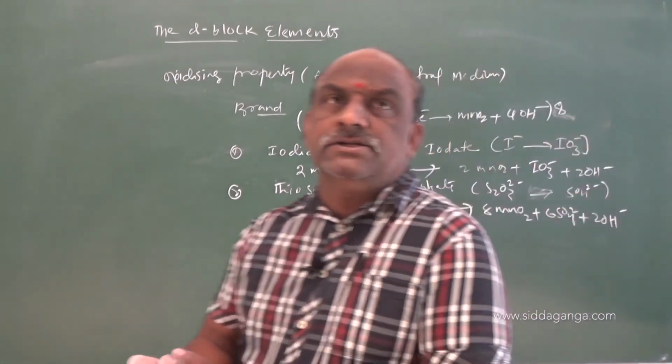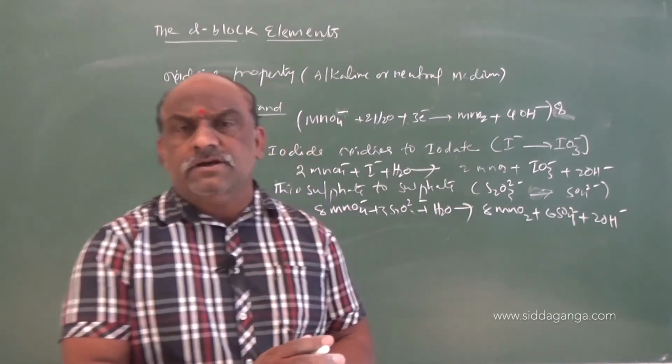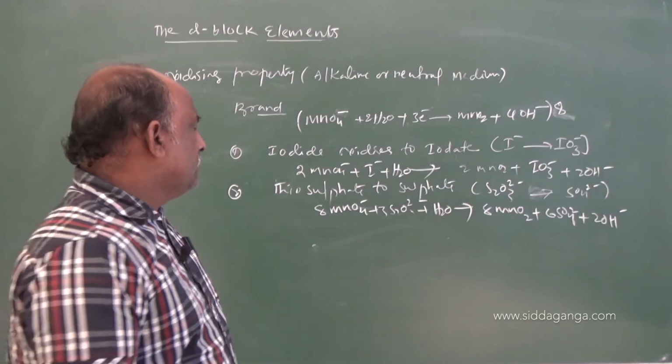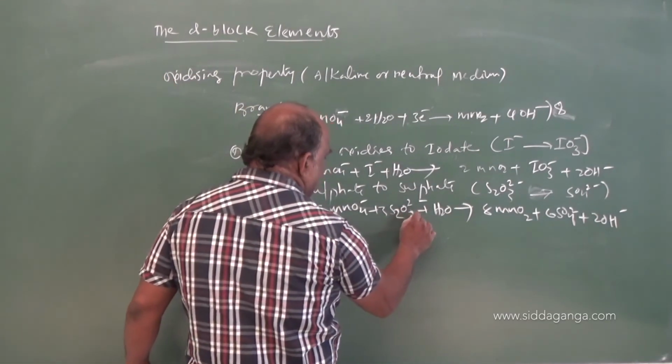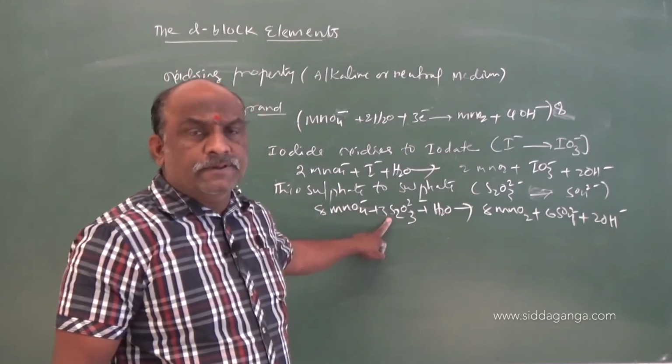Thiosulfates are oxidized to sulfate. A little bit of time is taken for this balancing, so to avoid that confusion, you require practice. So 8 molecules of MnO4 minus are required for 3 molecules of thiosulfate.